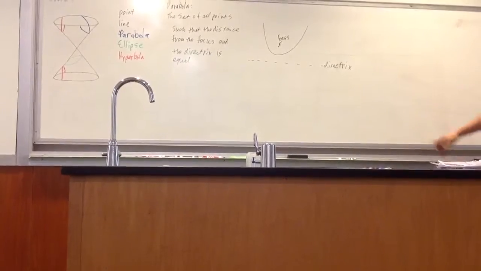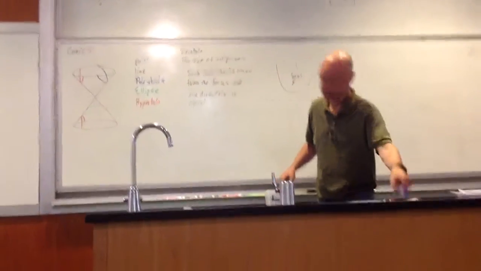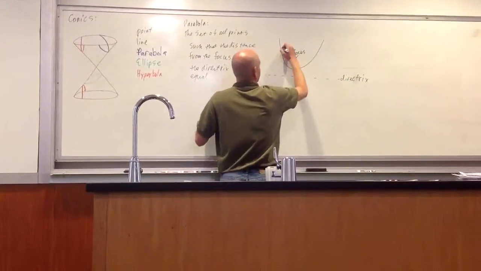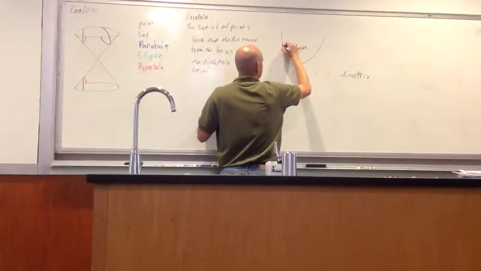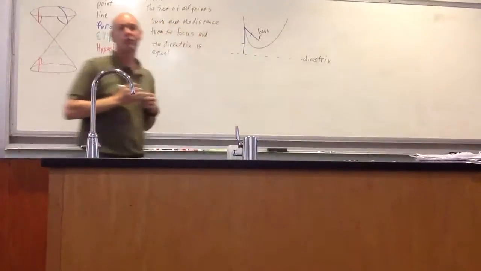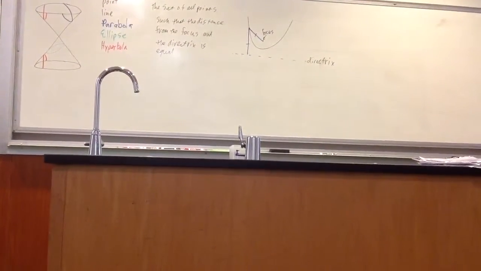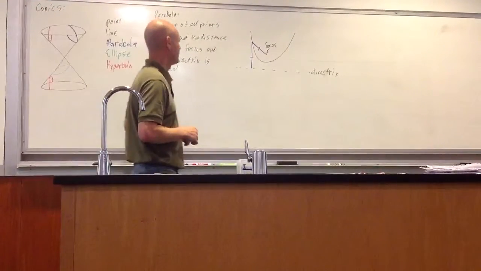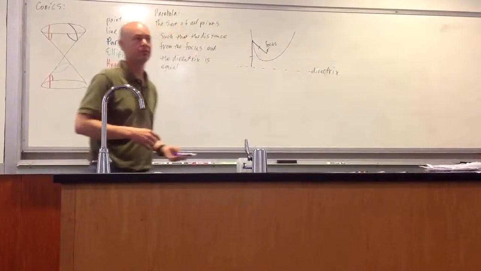So the definition says, and I use blue for this one, that every point on the parabola, obviously it's not drawn all that great, it means that this distance right here is equal to this distance here. For every point on the parabola. That is the definition of a parabola.